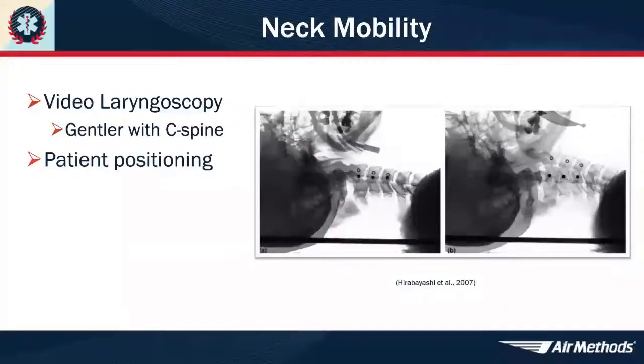Neck mobility, again, this has a lot to do with positioning the patient, opening that C-collar. It is a little bit gentler on the C-spine if you use video laryngoscopy, because you don't have to raise that airway up as high as you do with direct laryngoscopy.